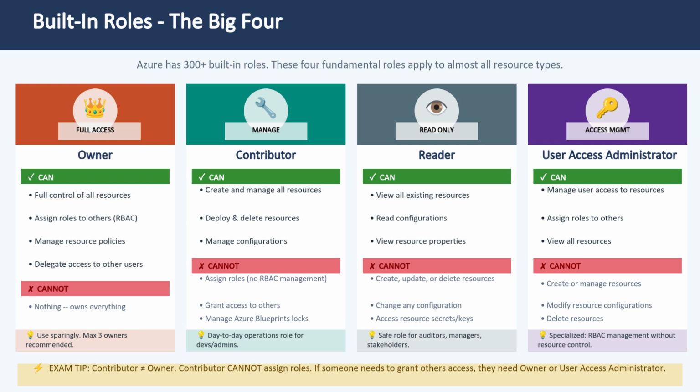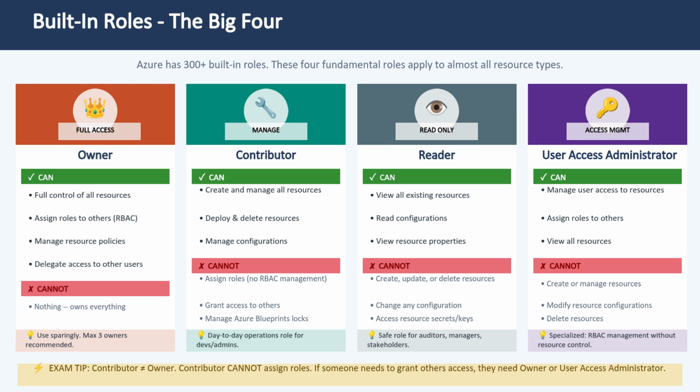An owner at subscription scope has full control over everything in that subscription. Now let us look at the contributor role. It can do almost everything with resources, but cannot manage access. No RBAC role assignments. This is the role developers and operations teams typically get.